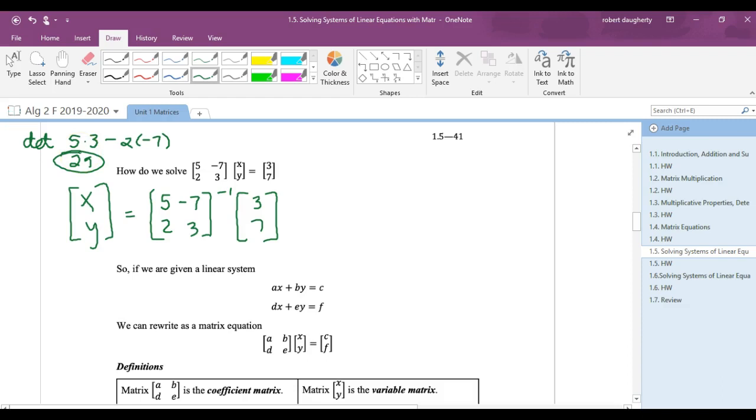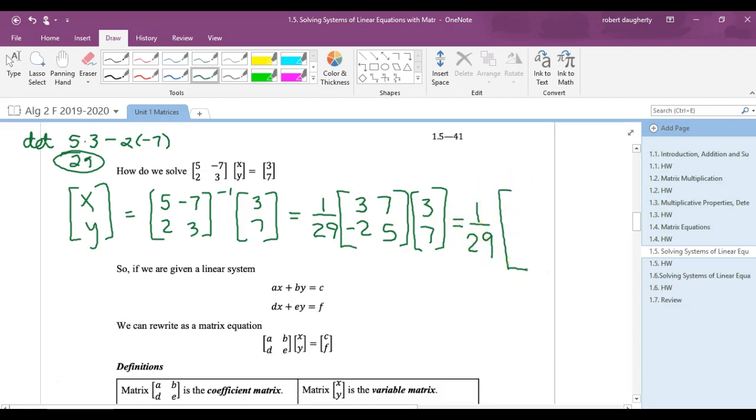So that tells me that this is 1 over 29. And what's the next matrix that I write down? The 3 and the 5 change places, right? And then what happens to the 2 and negative 7? They change their signs. So negative 2, positive 7, all of that times 3, 7. That 29, I'm holding that out for my last step, right? So this is 1 over 29.